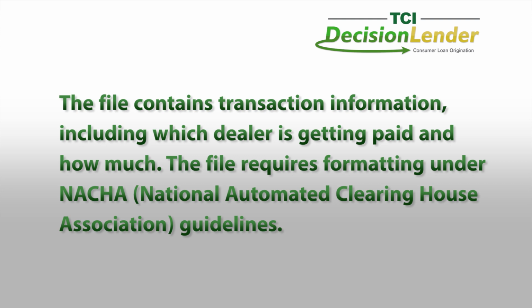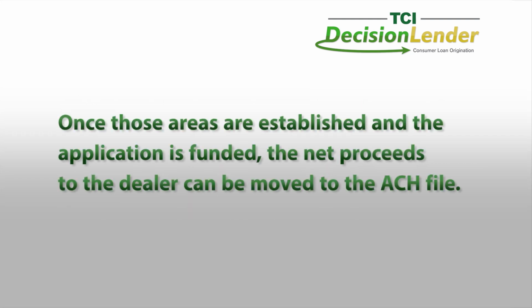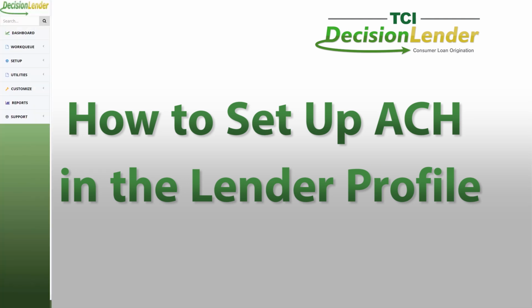The file requires formatting under NACHA, National Automated Clearinghouse Association guidelines. There are 4 areas of DecisionLender that must be set up to create the ACH file: the lender profile, dealer profile, pending queue setup, and batch queue setup. Once those areas are established and the application is funded, the net proceeds to the dealer can be moved to the ACH file.